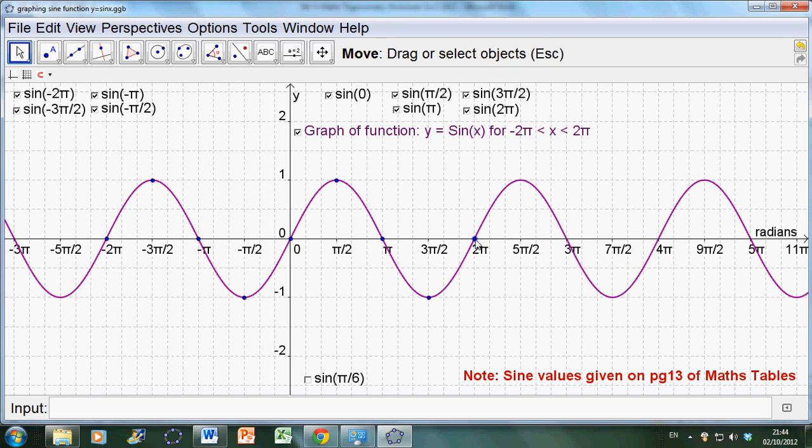I see that it starts again at 2 pi, which makes sense because it has done a full circular rotation, and then it repeats itself as far as 4 pi, which is another circle, as far as 6 pi, and so on like that. The same goes towards the negative side, minus 2 pi, minus 4 pi. So the period is 2 pi, the range is minus 1 to 1.